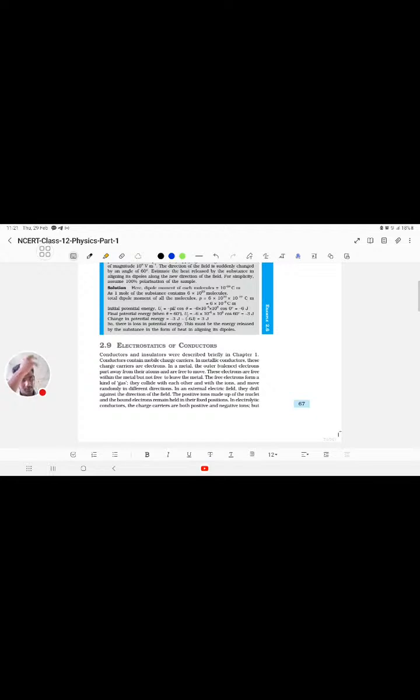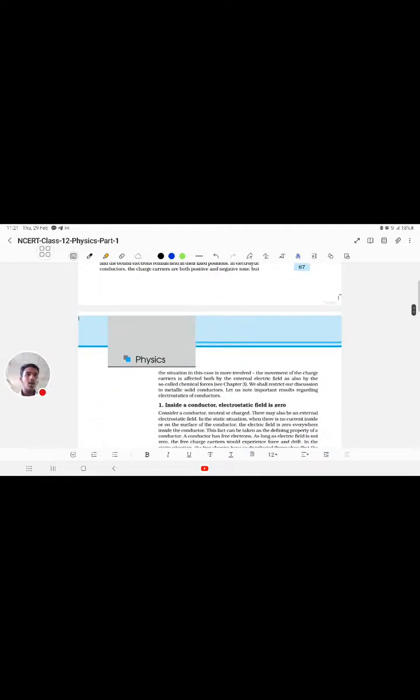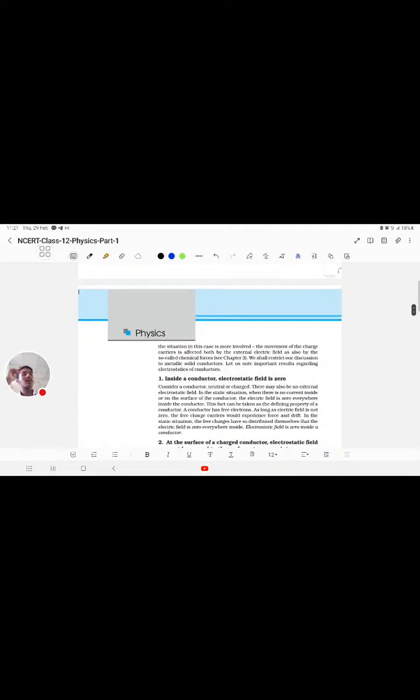In an external field, they drift against the direction of the field. The positive ions made up of the nuclei and the bound electrons remain held in fixed positions. In electrolytic conductors, the charge carriers are both positive and negative ions, but the situation in this case is more involved. The movement of the charge carrier is affected by both the external electric field and also by the so-called chemical forces, which we learn in the next chapter, that is current electricity. So we shall restrict our discussion to the metallic solid conductors.